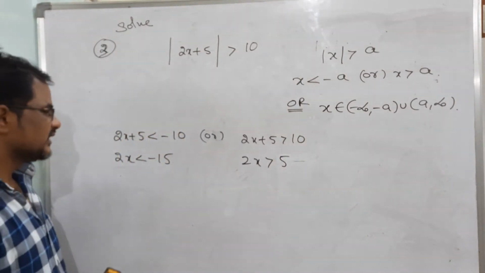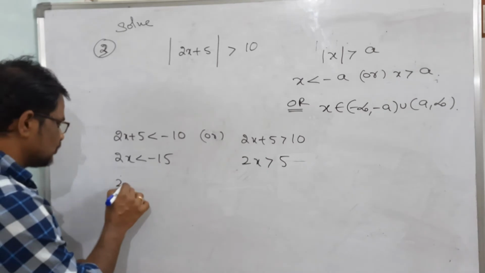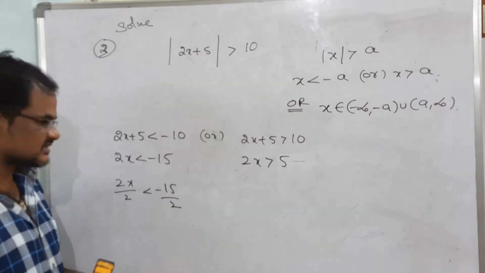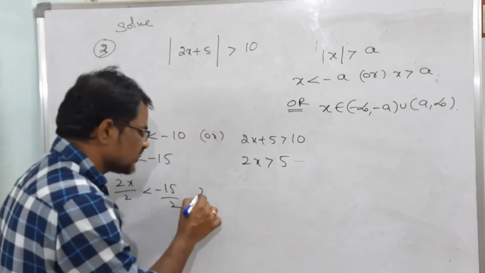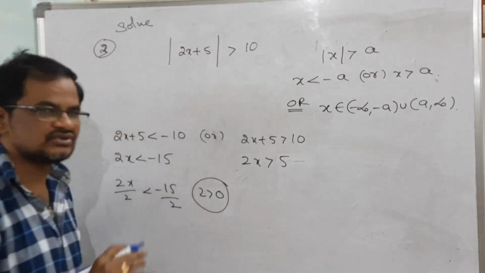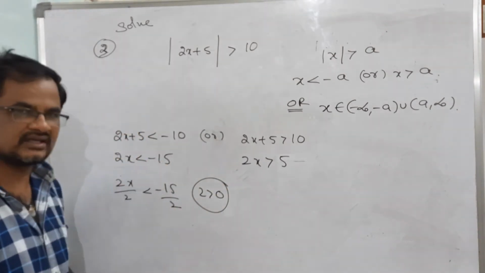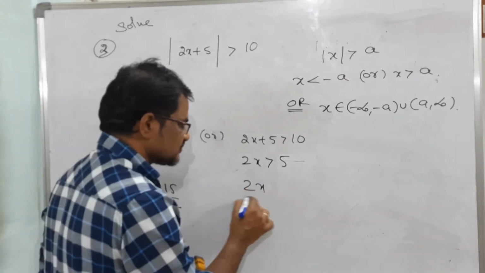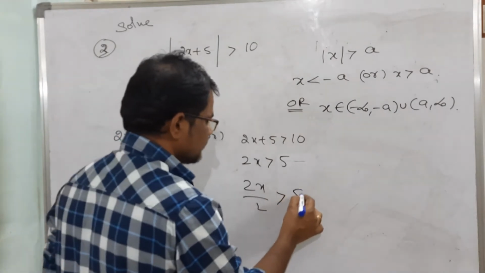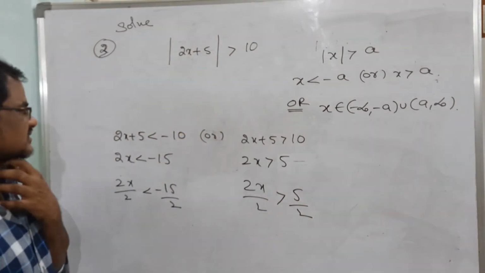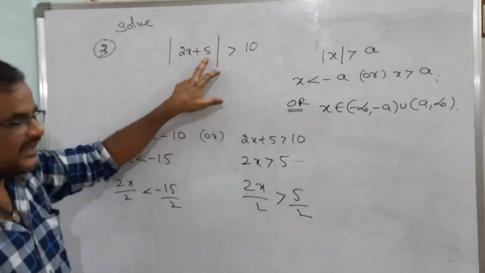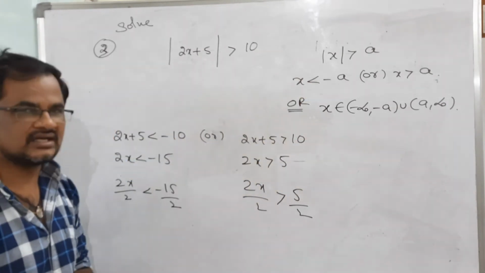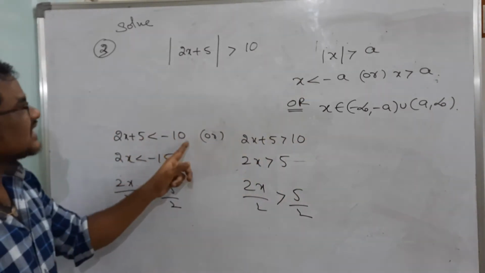Next we have to divide by 2. So 2x by 2 less than minus 15 by 2. Once again listen: dividing by 2, and 2 is greater than 0, a positive real number, so it will not affect this inequality. The inequality does not change. Here also 2x by 2 greater than 5 by 2. Once again, 2x plus 5 less than minus 10 and 2x plus 5 greater than 10 by that condition. Now if you take this side, what will we get?